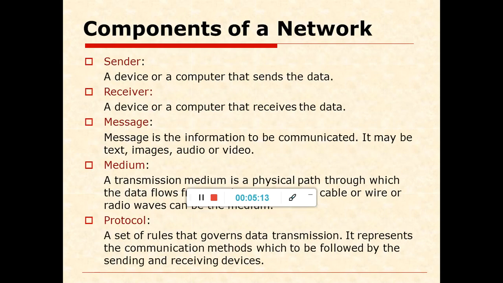So these are the components of a network: sender, receiver, message, medium, protocol. What is sender? A device or a computer or a system that sends the data. Receiver will receive the data. Message is the information. Information may be text, image, audio or video. Medium is the transmission medium or cable. It's a physical path used to connect from sender to receiver. And next one is protocol. It's a set of rules for data transfer.